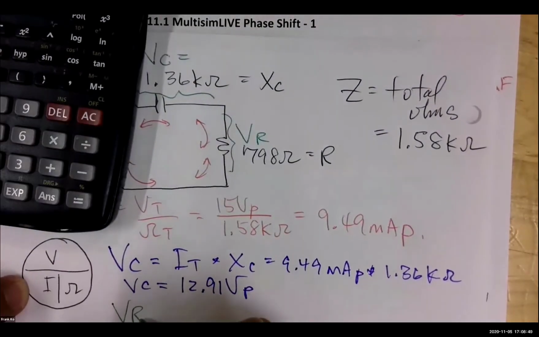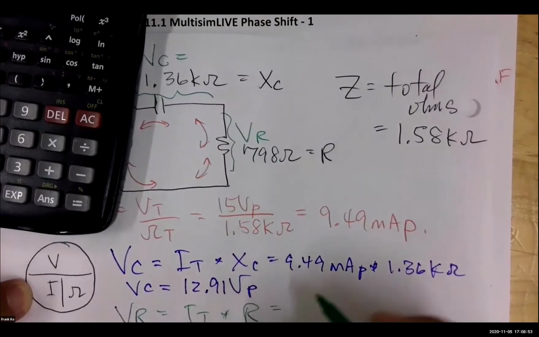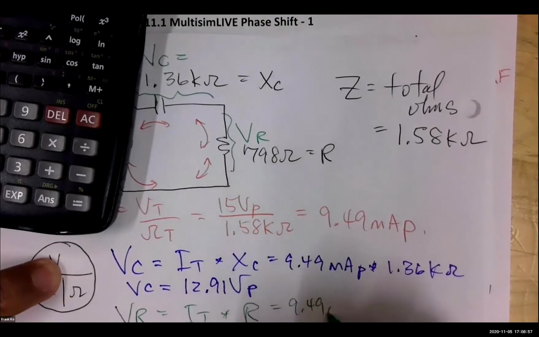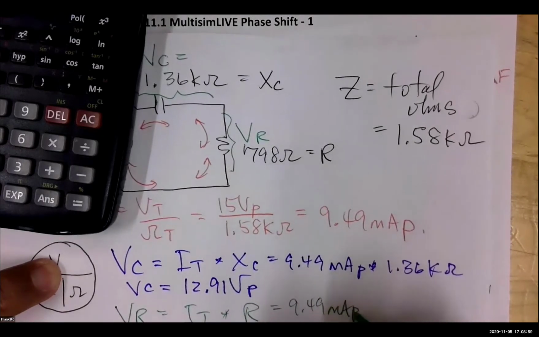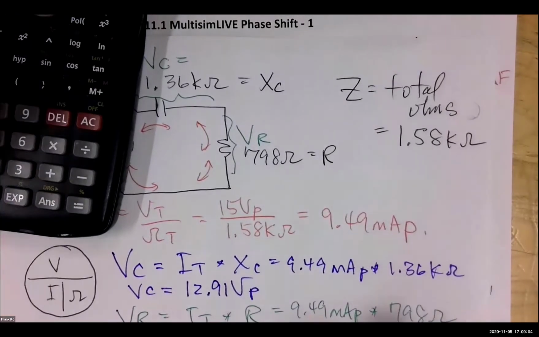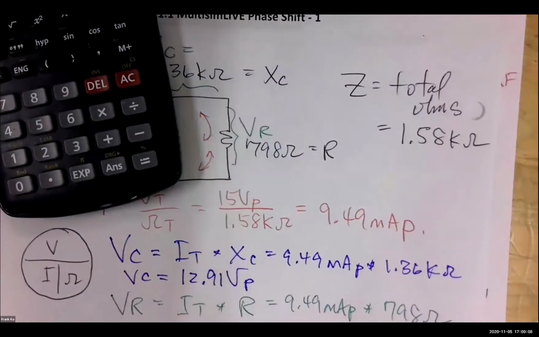The next quantity we want to calculate is the voltage across the resistor. So VR is equal to IT times R. And so we have 9.49 milliamps peak, and we're going to multiply it by 798 ohms. We'll go ahead and do this together.